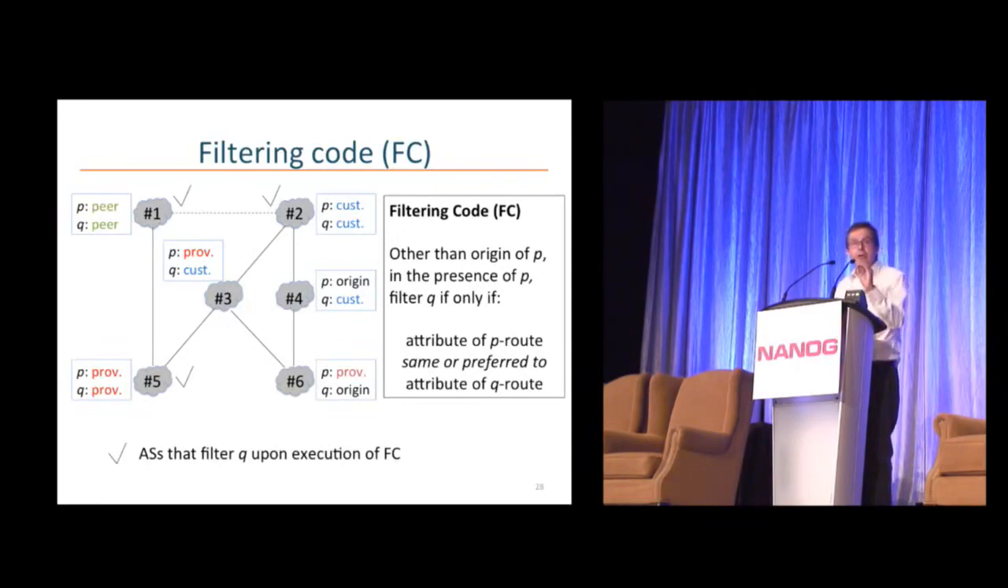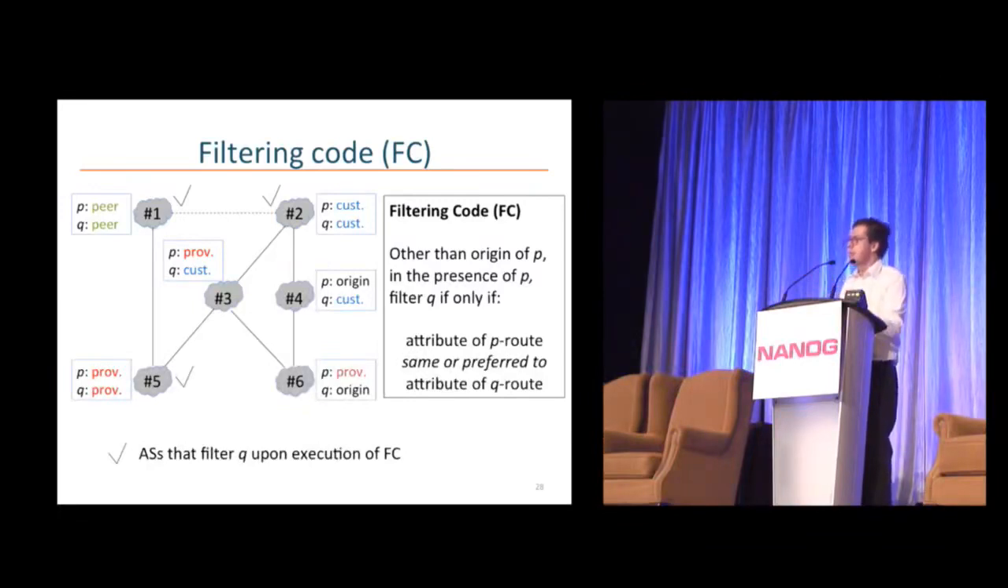And when I filter, I start sending data packets with destination Q along the P route, but the P route has the same or a preferred attribute than the Q route. So on filtering, I start forwarding packets along an equally good or better route. The checks here mark the nodes that will filter Q if they apply the filtering code. So the issue is, what's the global effect of one AS applying the filtering code?